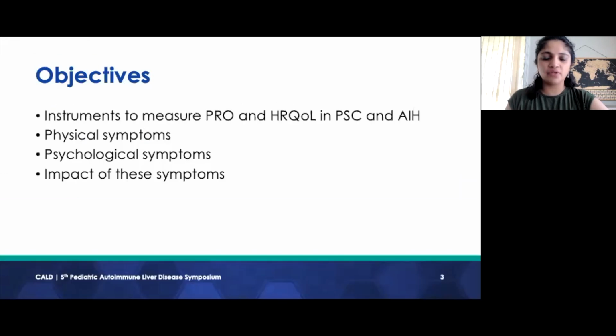The objectives for today's talk are, mainly, to briefly talk about the instruments to measure these outcomes and whether we have good ones or we need more of them. Then to discuss what these outcomes are, as in what are these physical and emotional symptoms felt by our patients. And then last but not the least, what is the impact of these symptoms on patients' lives.